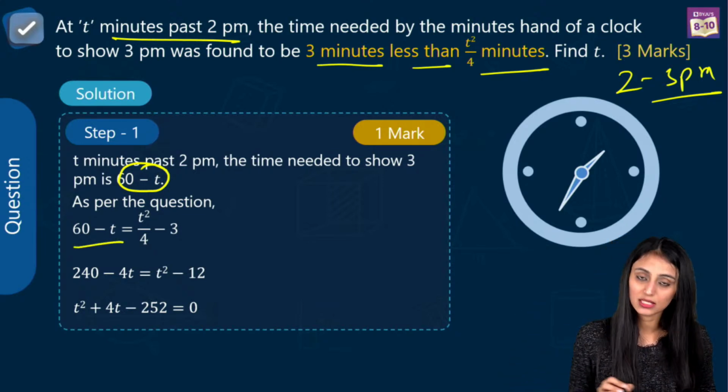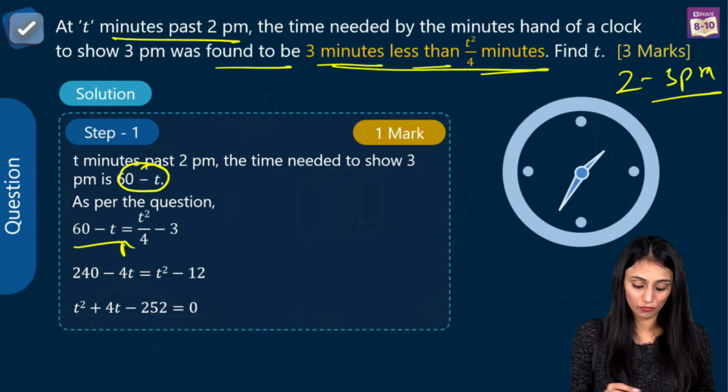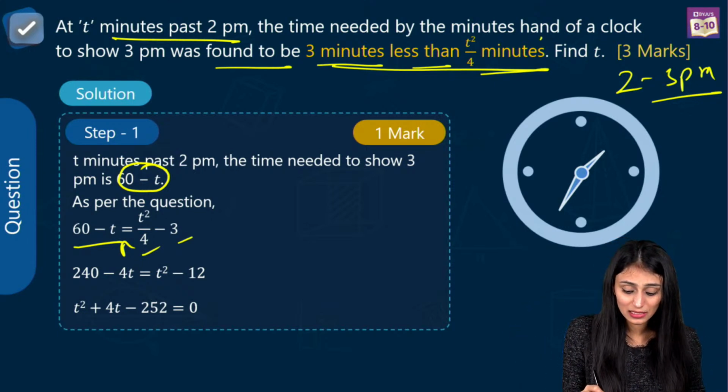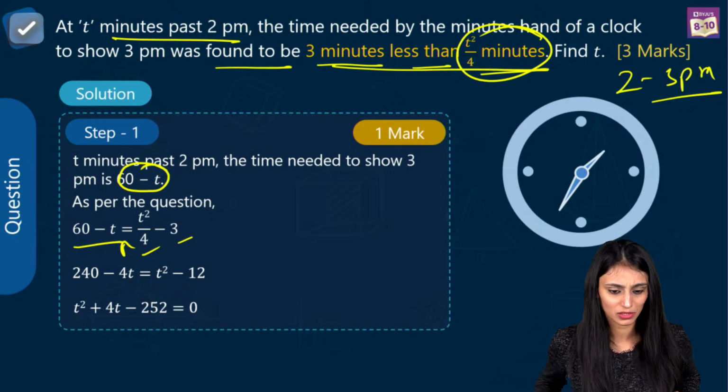So 60 minus t was found to be 3 minutes less than t square by 4. So t square by 4 minus 3. 3 minutes less than what? It is 3 minutes less than t square by 4. So we are just doing the literal translation of the statement.